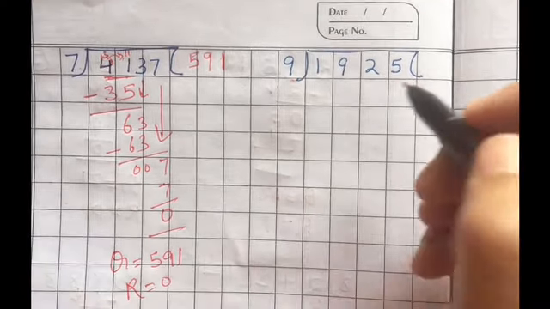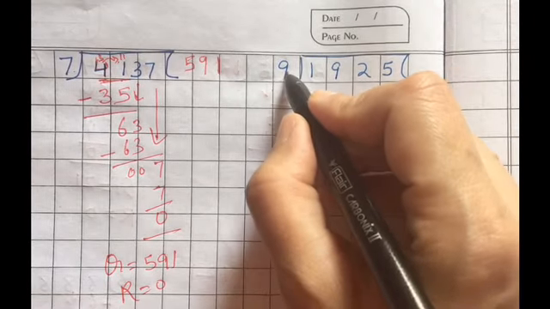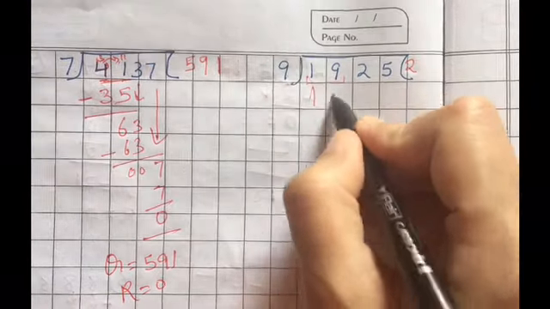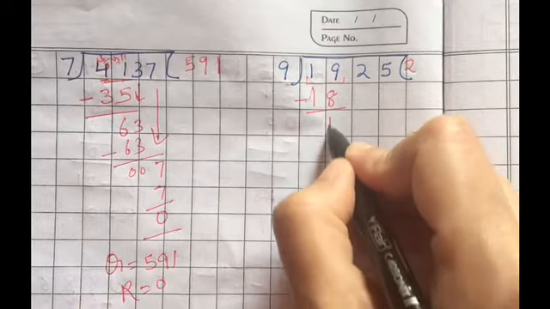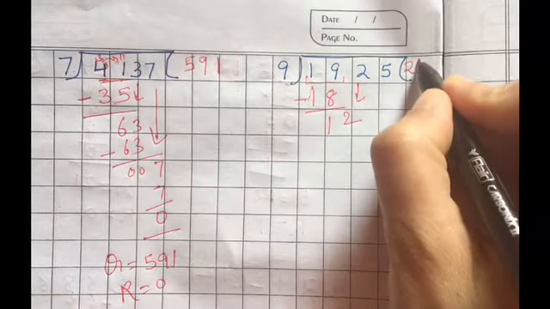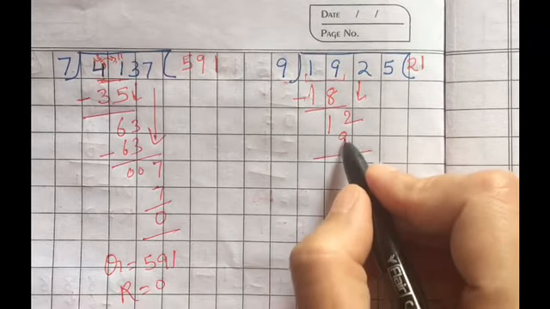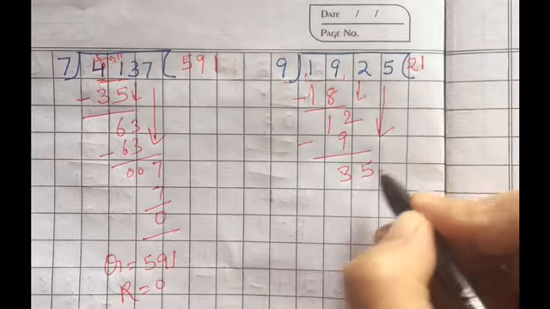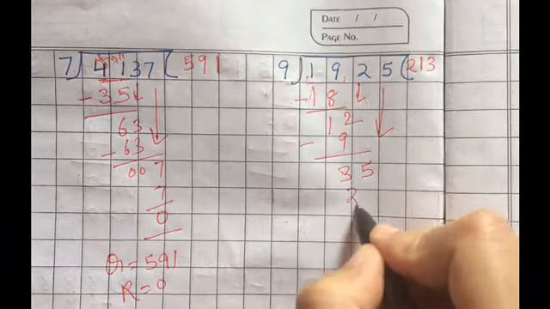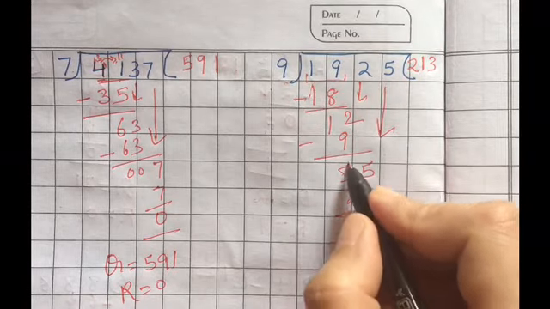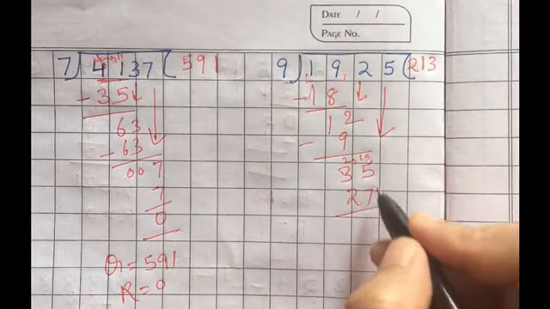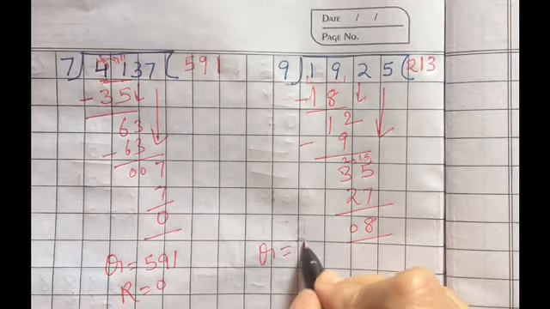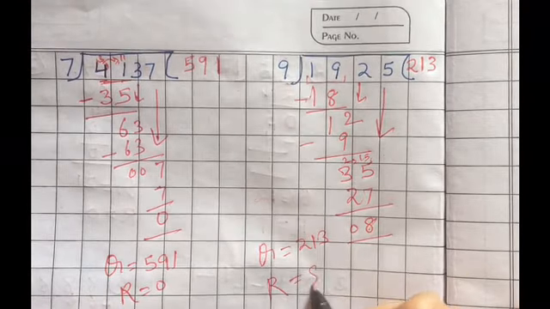Let's take one more example of this type. Now 1 is less than 9, we cannot take 1. So we will have to take the first 2 digits. 9 twos are 18. Subtract it, 9 minus 8 is 1. Now 2 will come down. 9 ones are 9. Subtract 9 from 12, 3. Now this 5 will come down. 9 threes are 27. Now subtract it. So we will have to take a borrow. 15 minus 7 is 8. Fine. So your quotient here is 213 and your remainder is 8. So this is our answer.